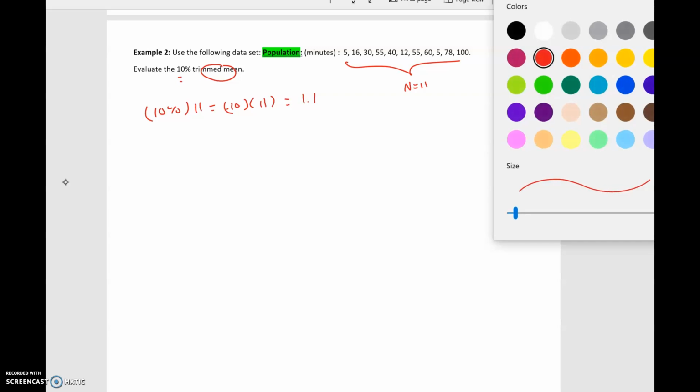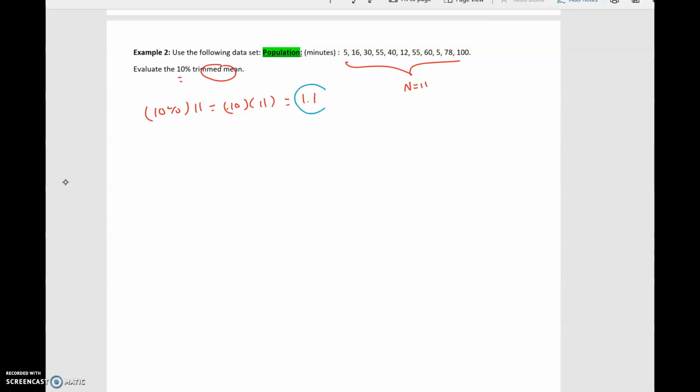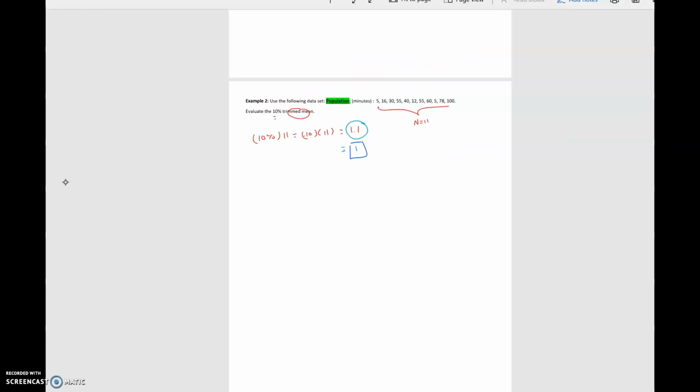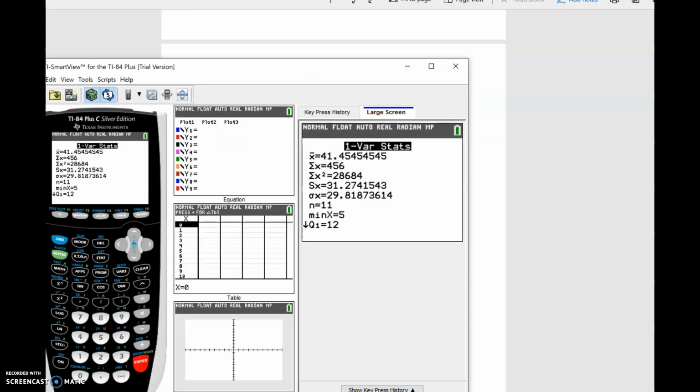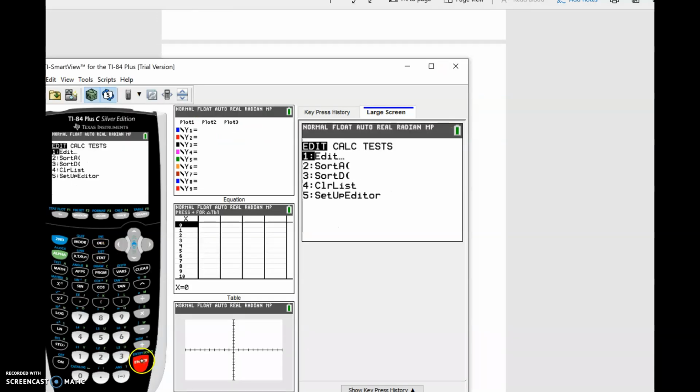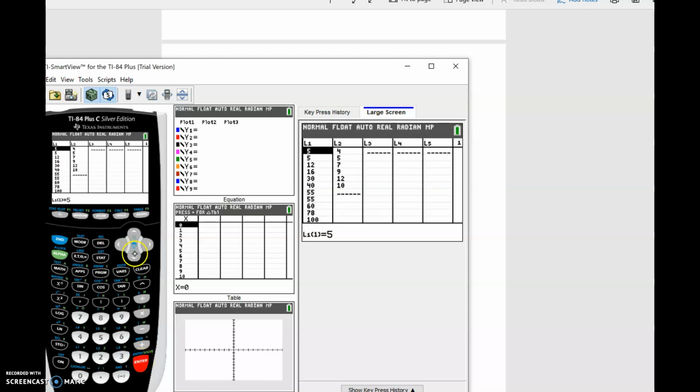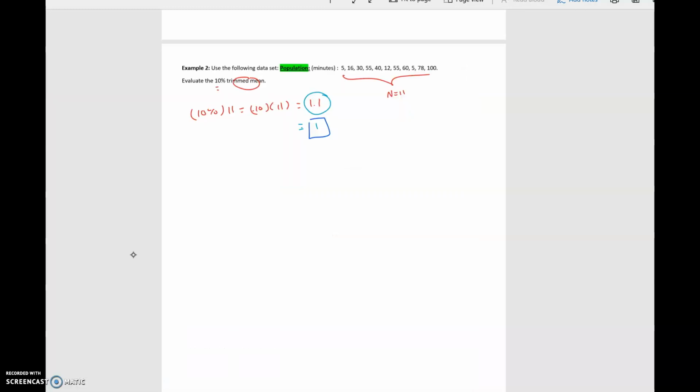So what we're doing on this one is technically removing a total of one value from the min and the maximum. For this to make sense, you're looking at the min and the max as you're organizing the data set. So let me just copy the data set again. I think we already had it sorted. So we're looking at 5, 5, 12, 16.